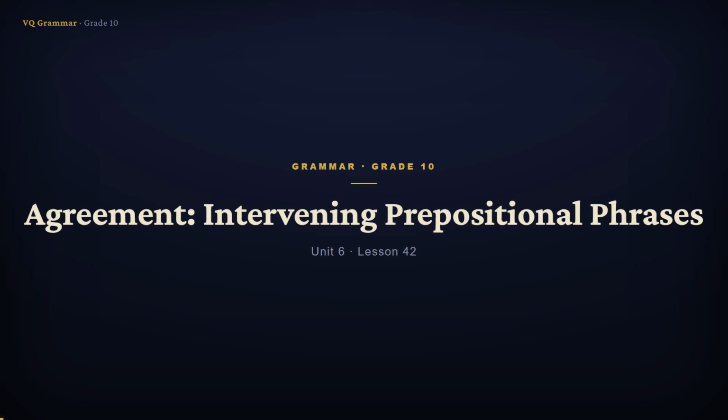This is Unit 6, Lesson 42, and today we take on the single most common agreement mistake in the whole language. It is not a hard rule, but it fools people every single day, in essays, in emails, even in print. The trap is a small group of words that slips in between the subject and the verb, and quietly drags that verb to the wrong number. Let's learn to see it coming and to shut it down.